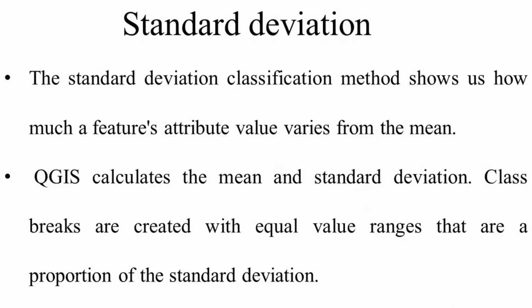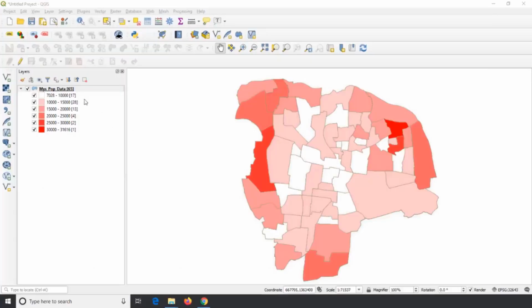Standard deviation method. The standard deviation classification method shows us how much a feature's attribute value varies from the mean. QGIS calculates the mean and standard deviation. Class breaks are created with equal value ranges that are proportional to the standard deviation. Now we will apply standard deviation to our data in QGIS.